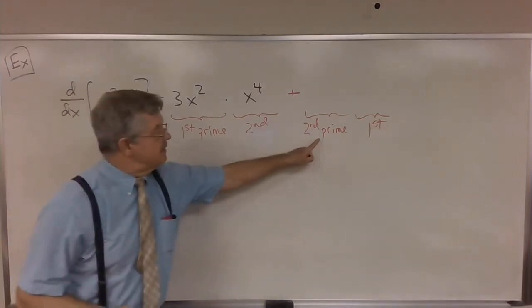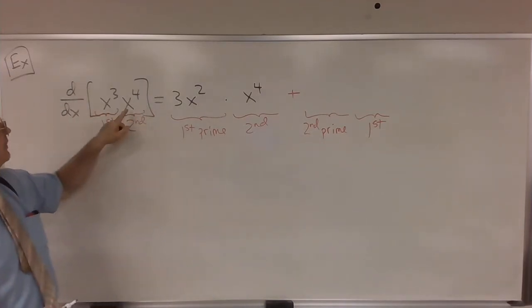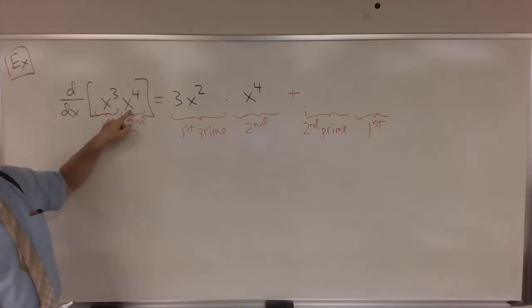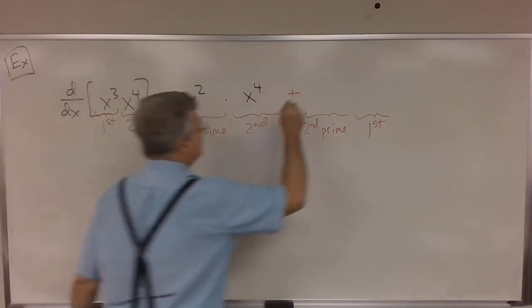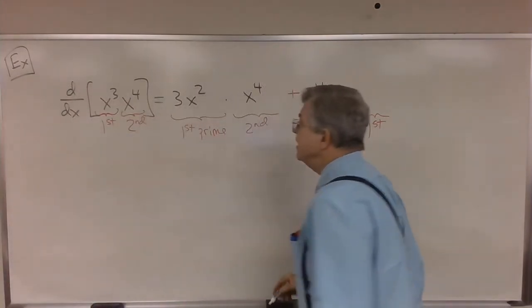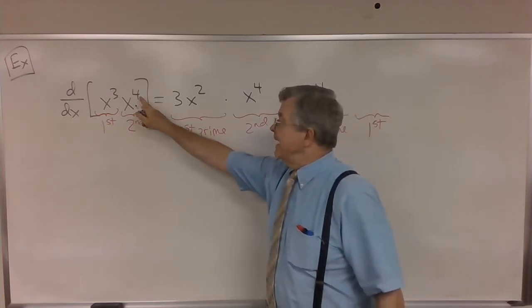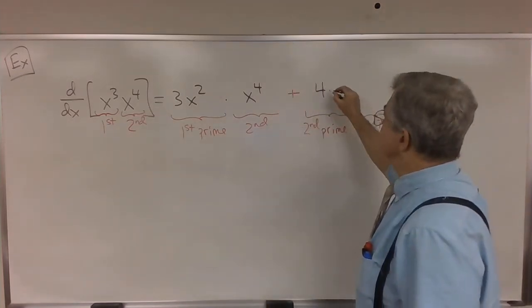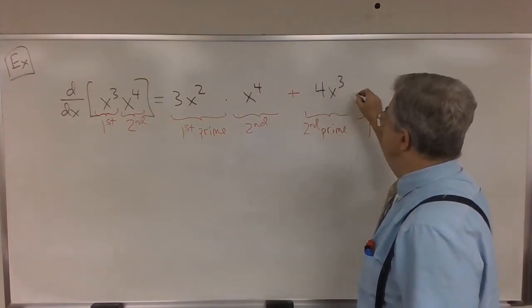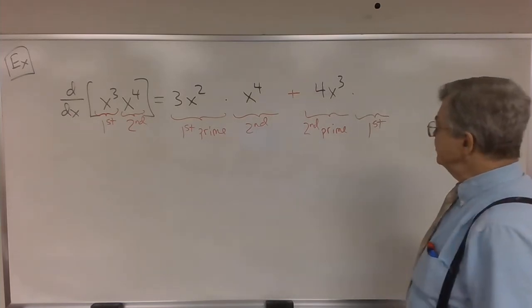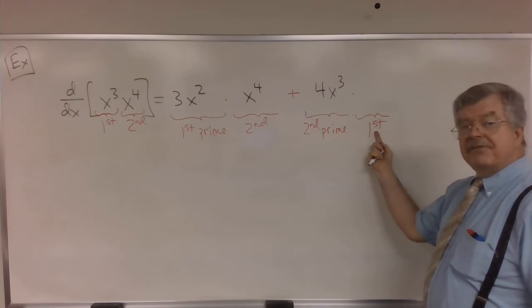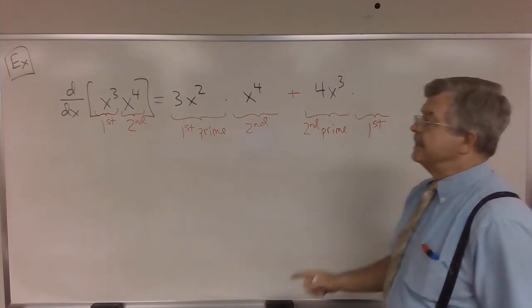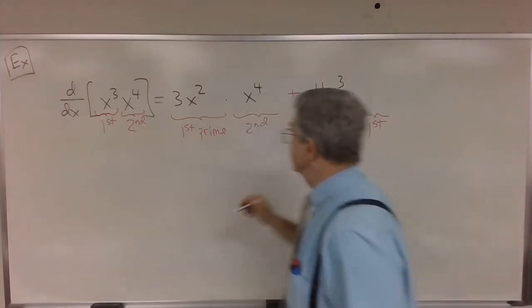Now second prime, the derivative of the second function. It's a power rule problem. Bring the exponent down front and then subtract 1 from the exponent. So there's second prime. And what goes here? The first function verbatim, x cubed.